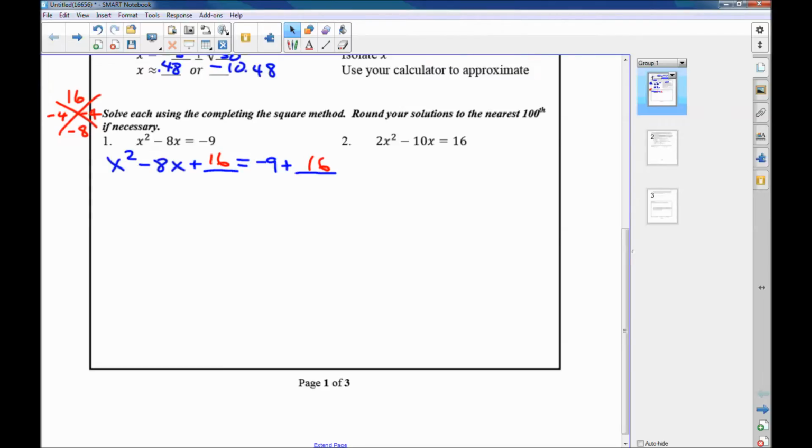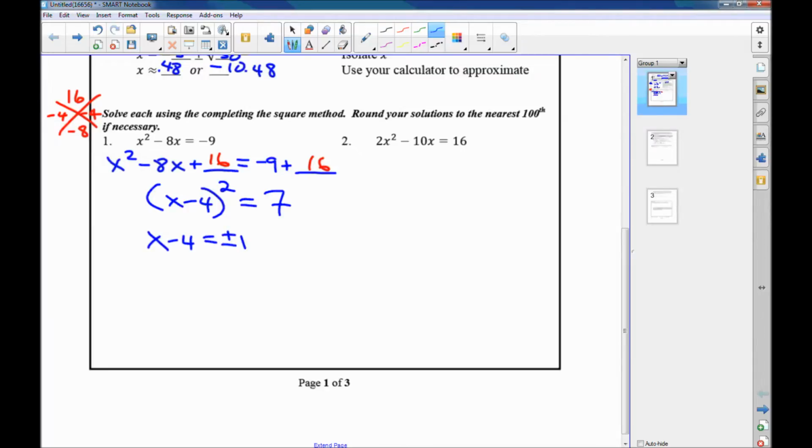Okay. So we're going to get x squared. Well, let's go ahead and factor that trinomial. So this will factor into x minus 4 times x minus 4. So we just put squared instead of writing it twice. And negative 9 plus 16 is 7. Okay. All right, then square root both sides. So x minus 4 equals plus or minus square root of 7. And then add 4 to both sides. So 4 plus or minus root 7.